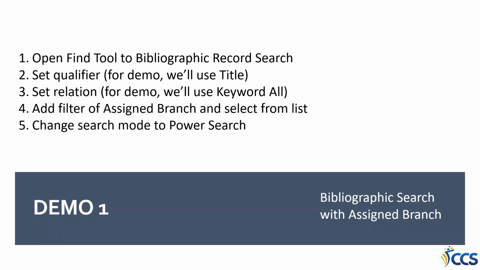So let's see what this looks like. Our first example is going to be a really simple search where we're doing a bib keyword search for title, and we're going to use the assigned branch filter. So here are the steps written out. In the Find tool, we're just going to set up our search in basic mode and then change the search mode from basic to Power Search.